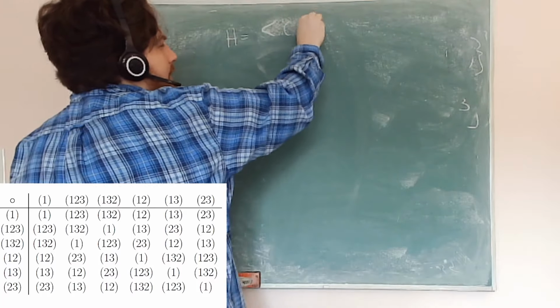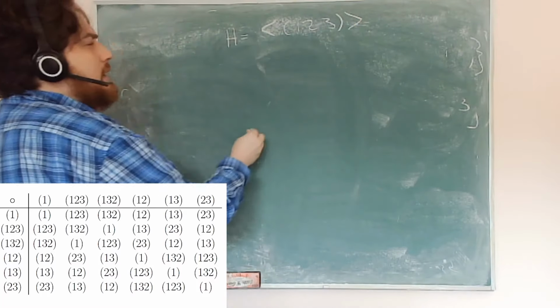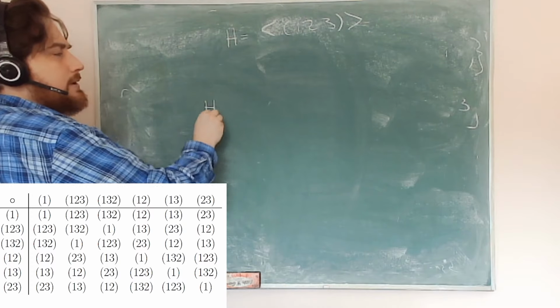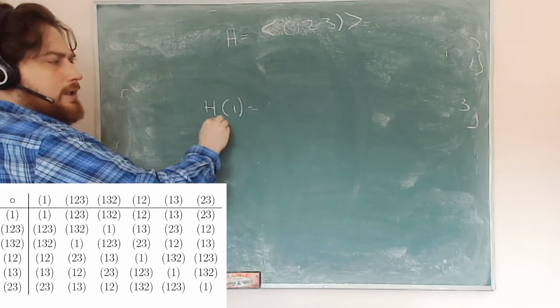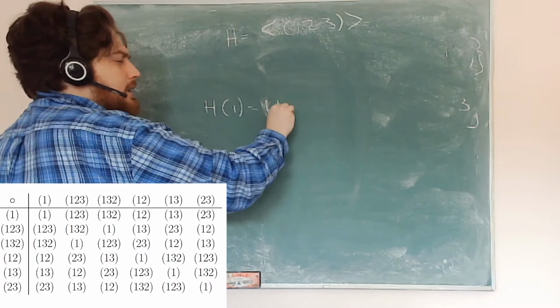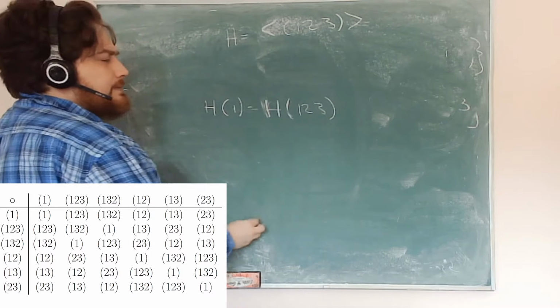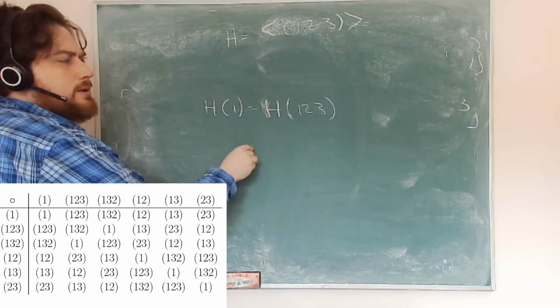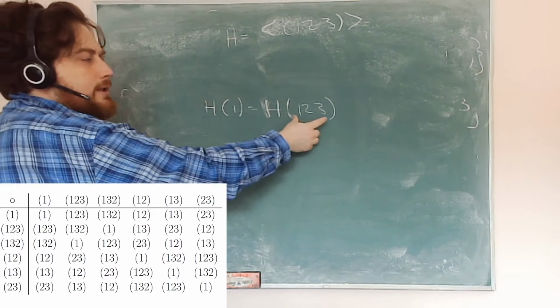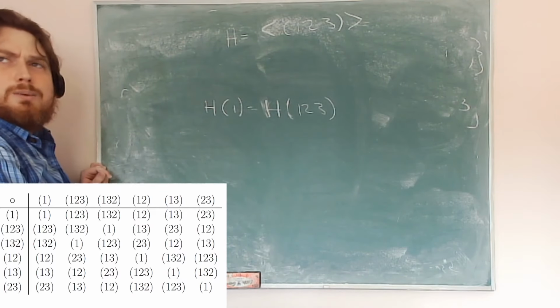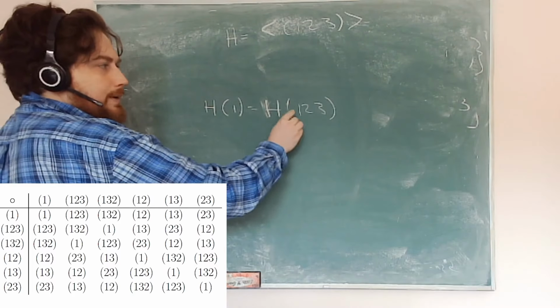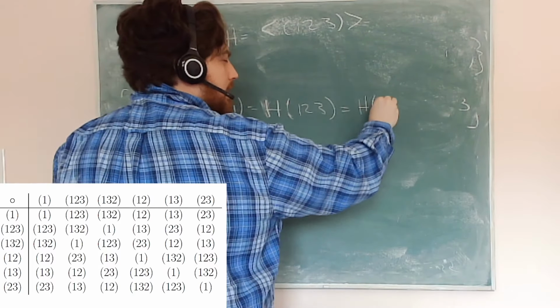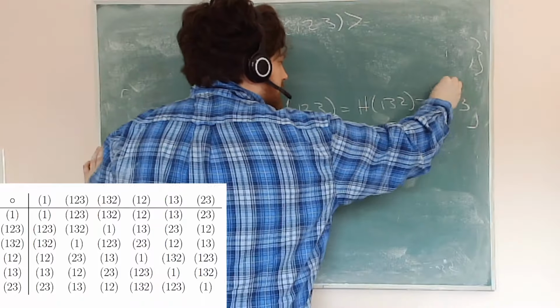So I'm going to say, let's look at H generated by (1 2 3). So if I take H times 1, I'm just going to get H. And if I take H times (1 2 3), notice that H is closed under composition. So if I take something in H and multiply by (1 2 3), which is in H, I should, by definition, get something back in H, right? So what I'm going to get here is just something back in H. And so H(1 3 2) is also going to be H.